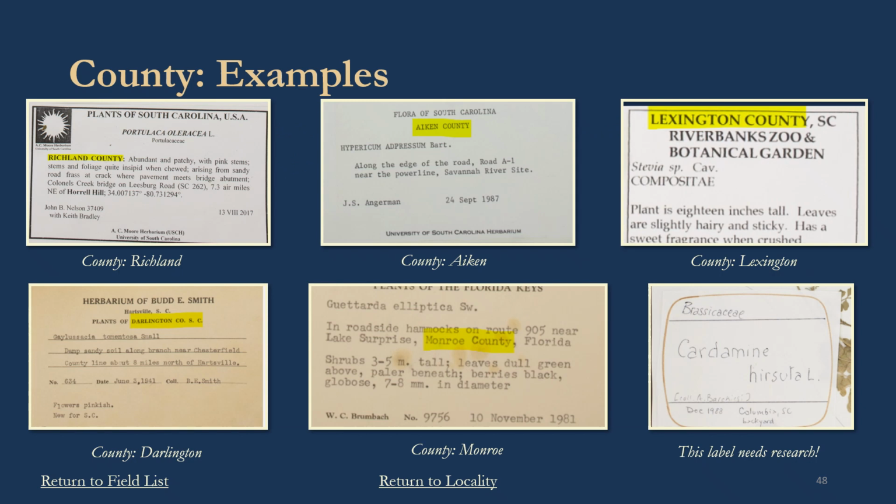County is usually found near the top or the beginning of the herbarium specimen label. Sometimes it is part of the project name. Some records may need additional research. In this case, reference the georeferencing data processing presentation. Here are some examples.